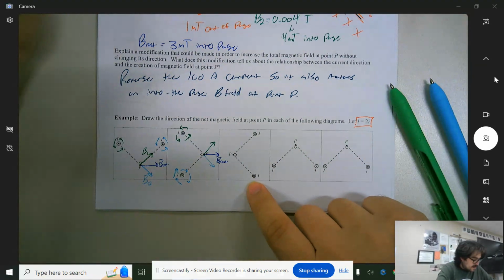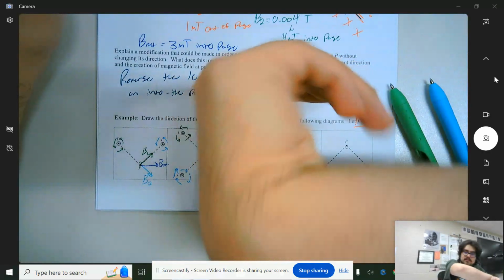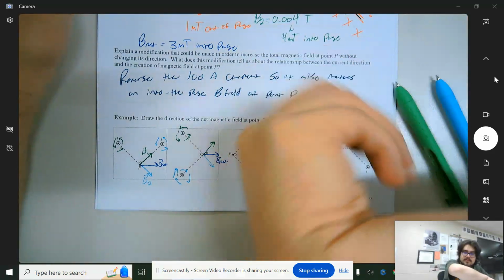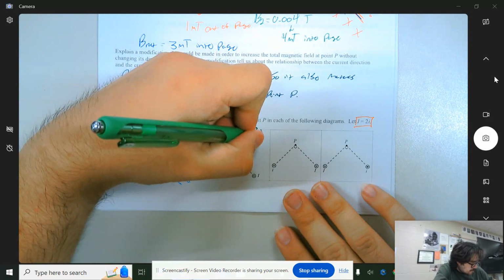Okay, here we have both going into the page now, okay? Into the page is going clockwise, into the page going clockwise, okay? So we get both going clockwise now.